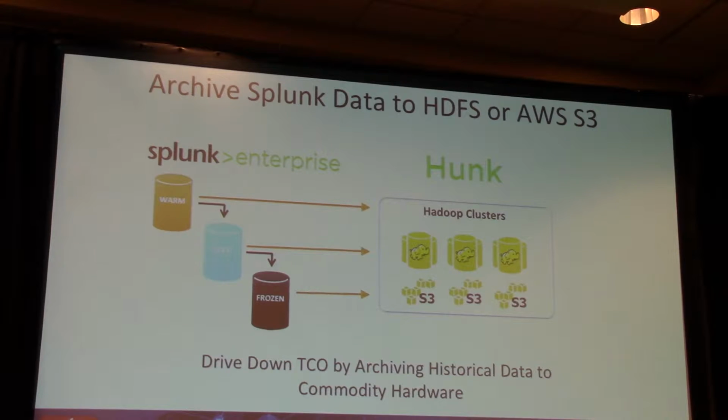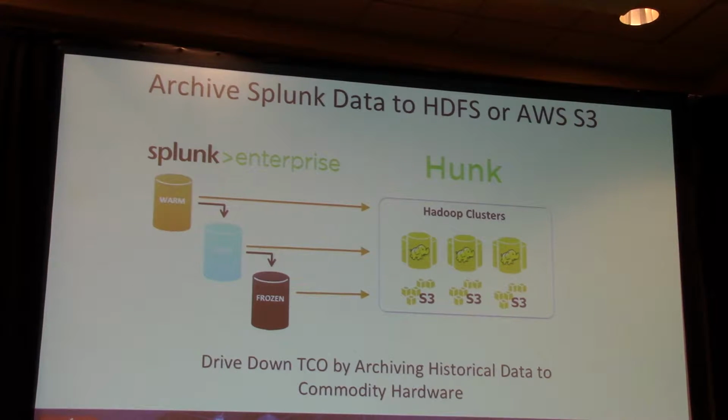So firstly, I'll go into the archive feature. With existing Splunk Enterprise installations, for data that's in any warm, cold, or frozen bucket, you can archive that data easily to HDFS using Hunk, so HDFS or S3 on Amazon. The only thing that we won't archive is hot buckets because they're still being written to, but anything that's in a warm, cold, or frozen state can be easily archived through the UI into HDFS or S3 to help you lower your storage costs.